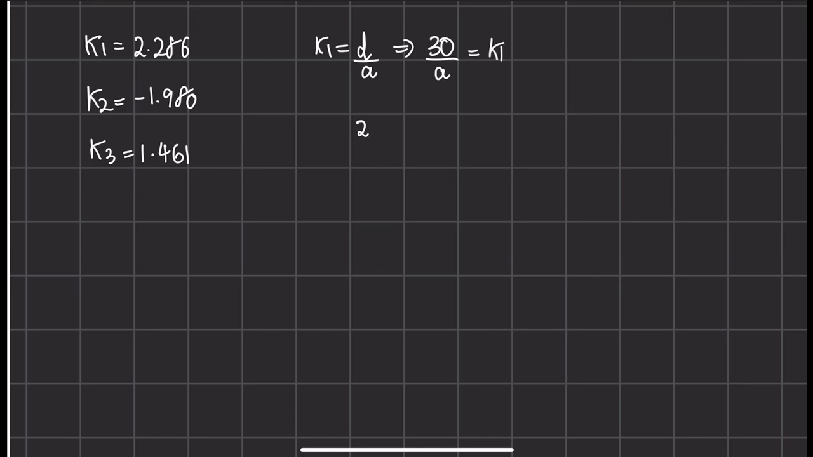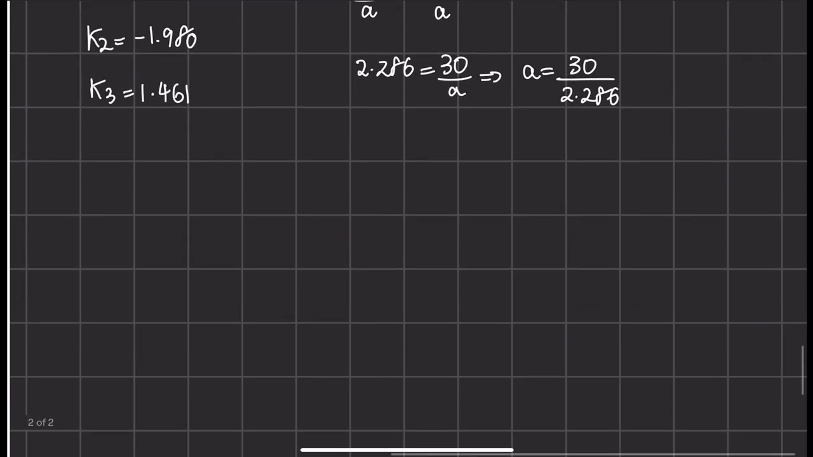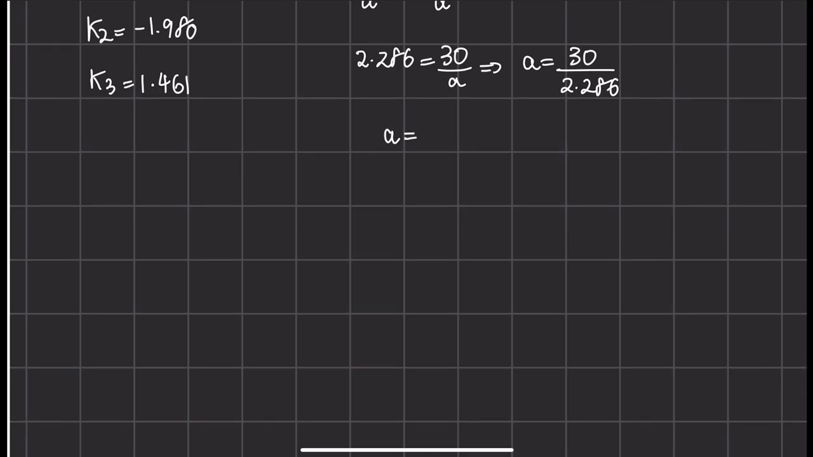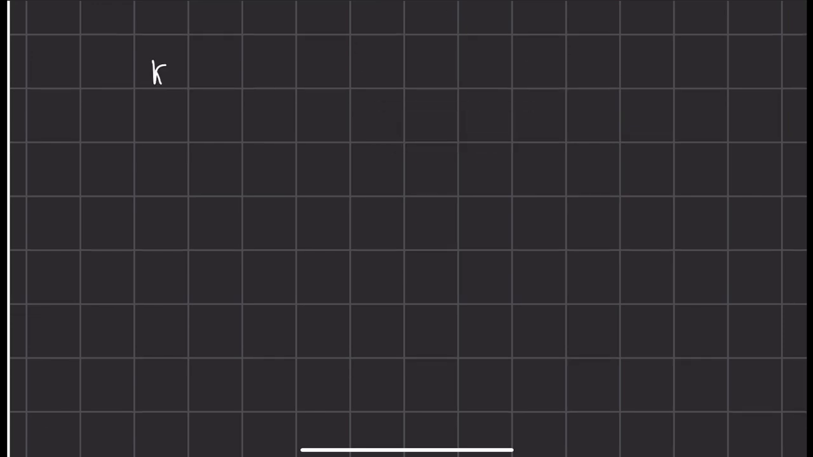We know that the value of K1 is 2.286, which is equal to 30 by A. So A is equal to 30 by 2.286, which gives A is equal to 13.1 mm. Using the second equation, which is K2 equal to minus D by C, where we know that the value of D is 30. So minus 30 divided by C is equal to minus 1.98. From this, we will be able to find the value of C, which is 15.2 mm.